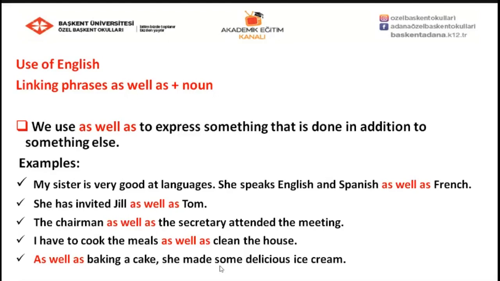We use as well as to express something that is done in addition to something else. Like she has invited Jill as well as Tom. The chairman as well as the secretary attended the meeting. My sister is very good at languages. She speaks English and Spanish as well as French. As well as baking a cake, she made some delicious ice cream.